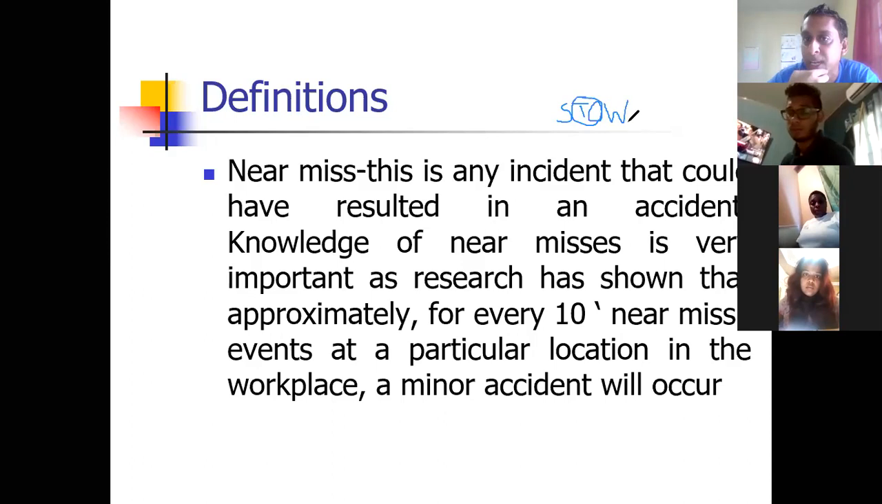Now you might wonder, well, why? Why are near misses so important? Well, if you read this while I was talking, you would see what they say. If you can catch the near misses when they happen, you probably have a good chance of preventing a full-fledged accident. I'll say that again.